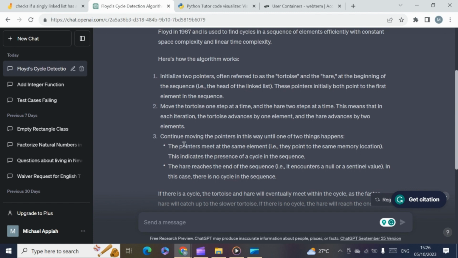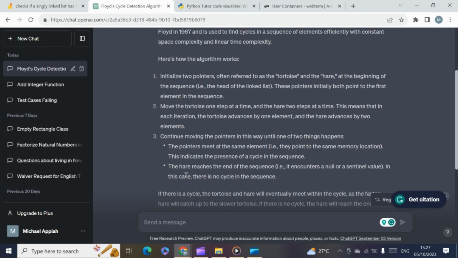Point number three: continue moving the pointers in this way until one of two things happens. Number one, the pointers meet at the same element. They point to the same memory location. This indicates the presence of a cycle in the sequence. Since one is moving faster than the other, if there is a cycle, they will eventually meet at one location.